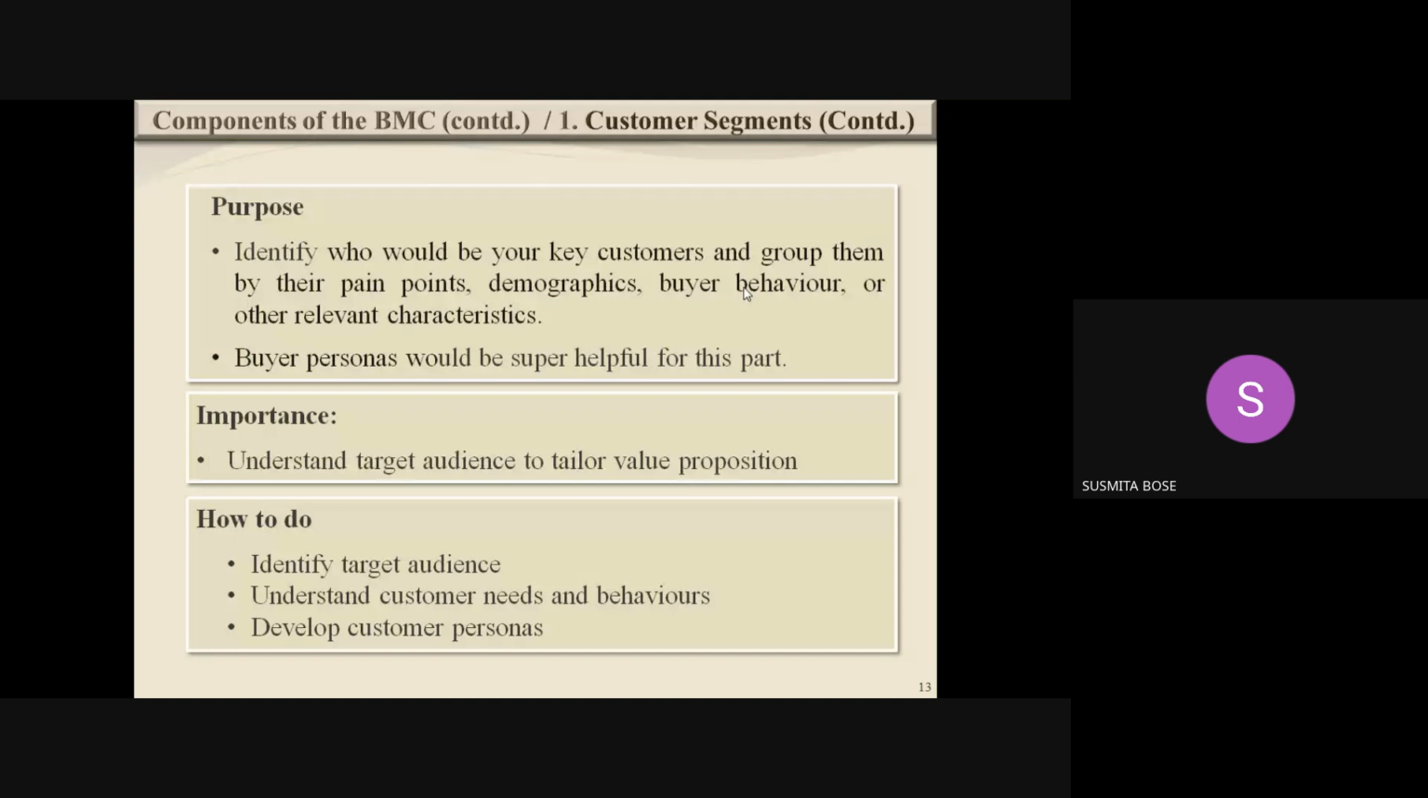Demographics, buyer behavior. A buyer always shows a particular pattern. They show intentions for a particular product. So that is buyer behavior or other relevant characteristics. Buyer personas would be super helpful for this part. The personality of the buyer, that is called buyer personas. The importance of these segments is to understand the target audience and to tailor the value proposition. Audience means target customers. Identify the target audience. Understand customer needs and behaviors and develop customer personas.